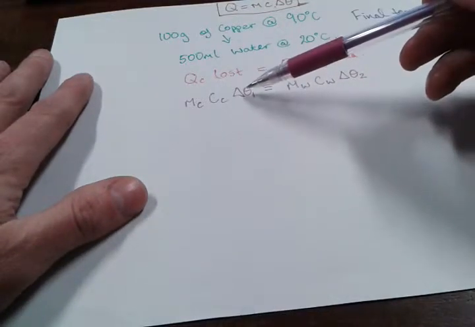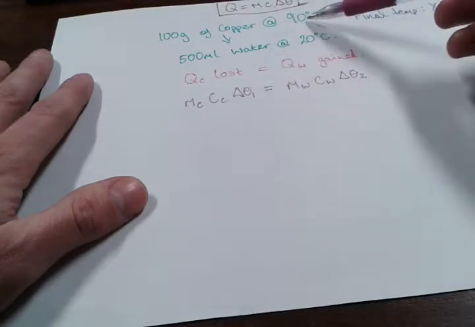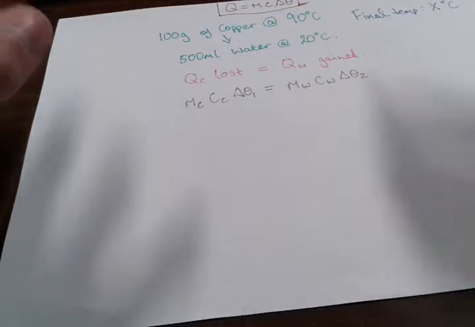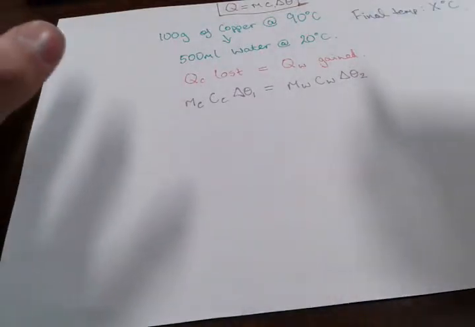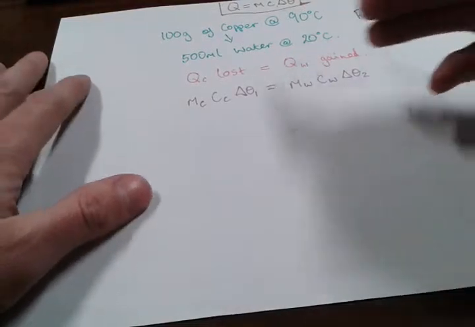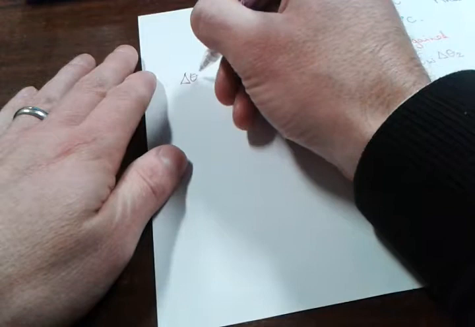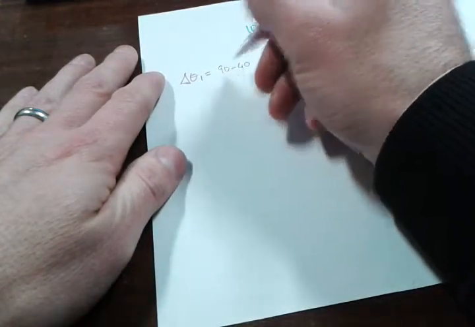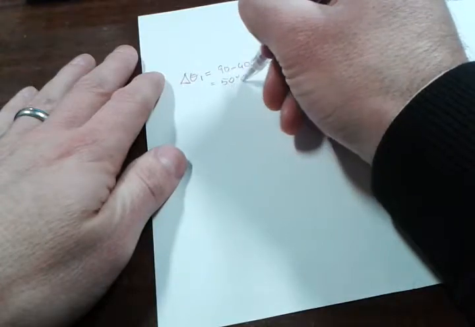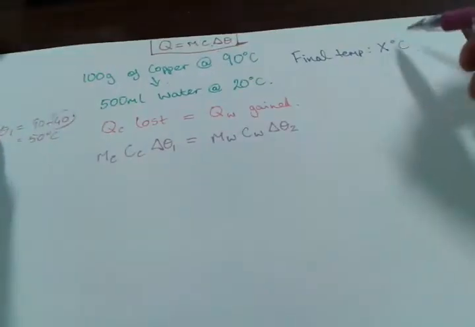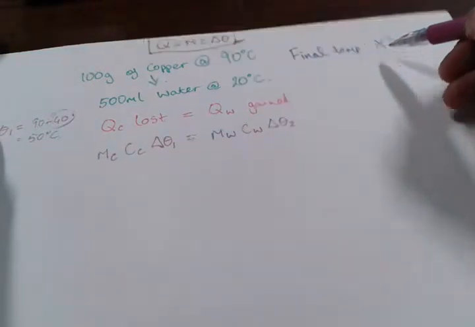If you think about it, the temperature of the copper is going to come down from 90 to some value. Let's say we plucked a value out of the sky and said it came down to 40 degrees. So it went from 90 to 40. That would mean my Δθ1 would be 90 minus 40, which is 50 degrees Celsius. But we don't know that it ends up at 40 degrees Celsius. As far as we know, the final temperature is X, and we're going to solve for this X.